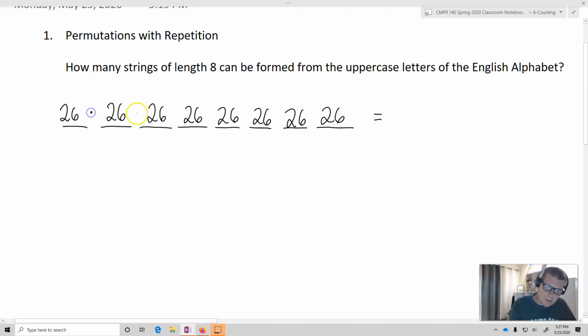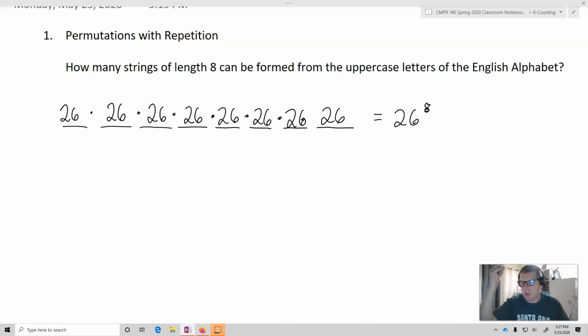Utilizing the product rule, we're going to multiply each one of them together. And what we'll get is 26 to the 8th power. Basically, we're taking the number of uppercase letters, and we're going to take it to the power of however long the string is. And that's actually going to be how we think about the more generalized theorem that we're going to work with here when we work with repetition.